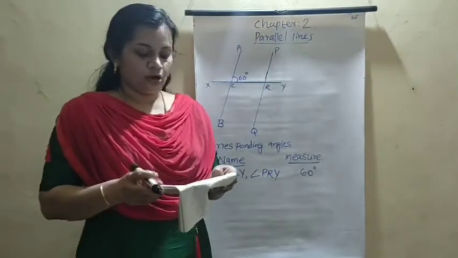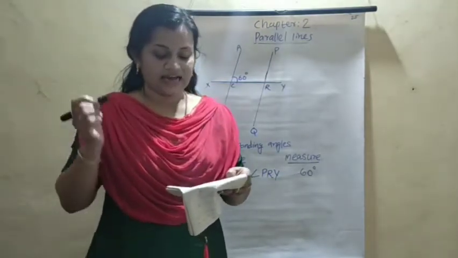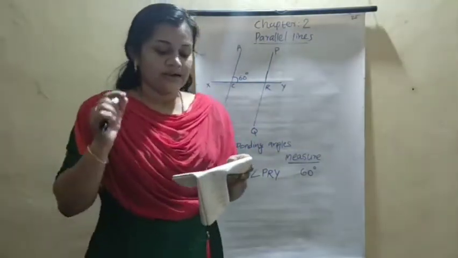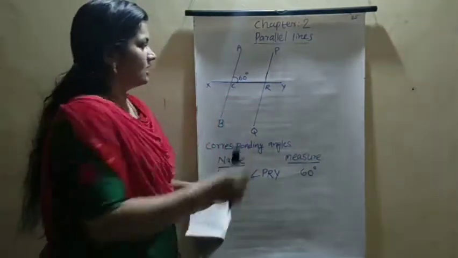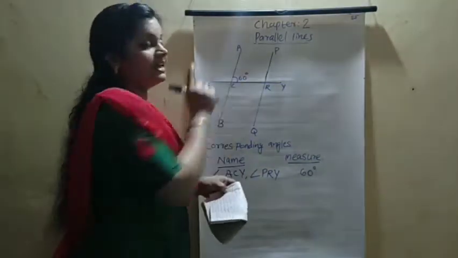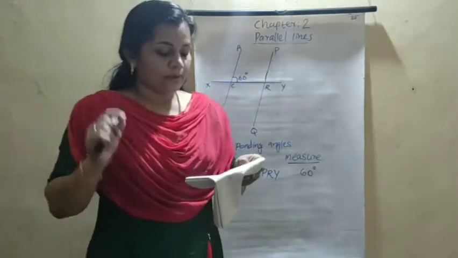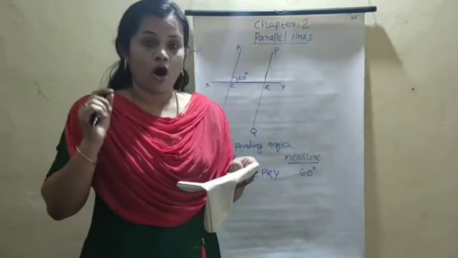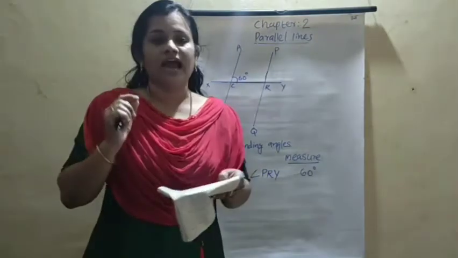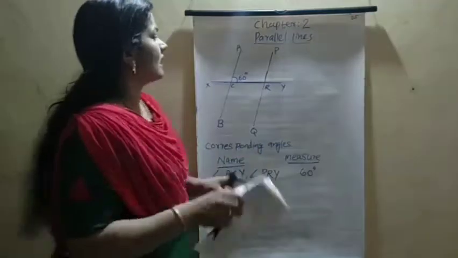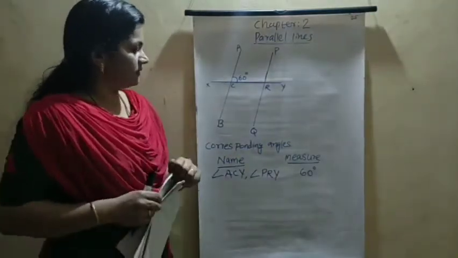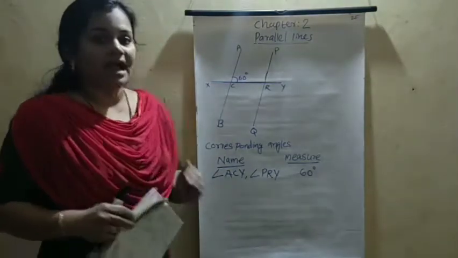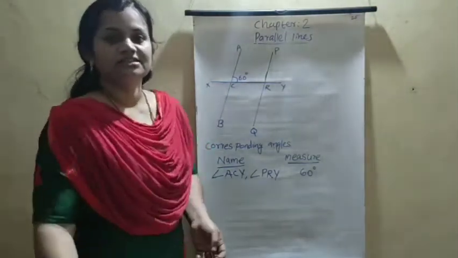In the figure below, the pairs of parallel lines and cutting lines are named in the given figures. The measure of one angle, 60 degrees, is also given. Complete the table below by writing the names and measures of all pairs of corresponding and alternate angles. We want to find the measures and names of the corresponding angles and alternate angles.